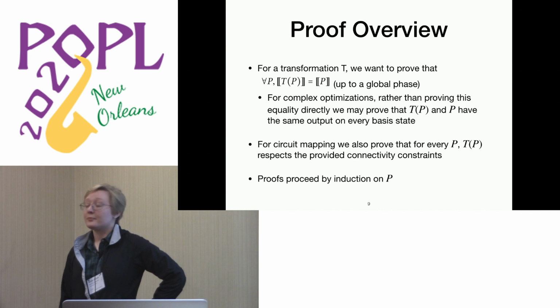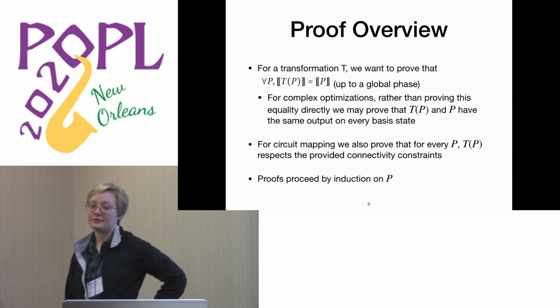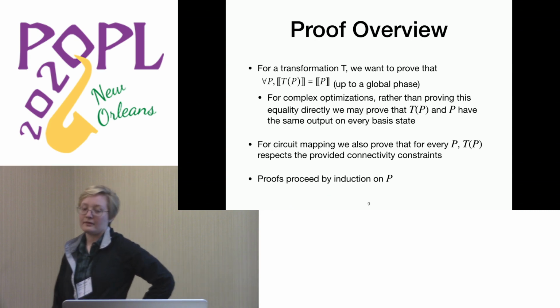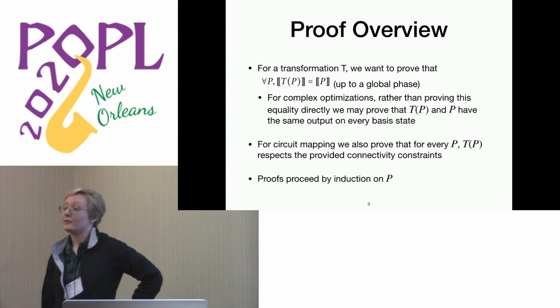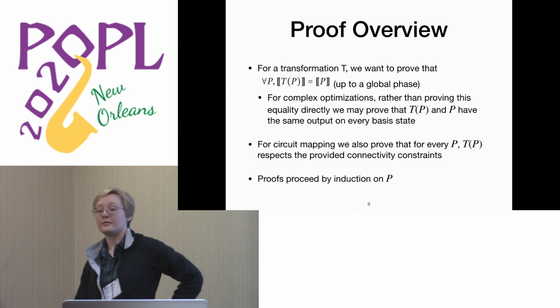And so this works reasonably well for all of our peephole optimizations. We found that for some of the more sophisticated optimizations like rotation merging, it's also convenient to do this proof by proving that T of P and P have the same output on every basis state. For circuit mapping, along with proving that the transformation is semantics preserving, we also want to prove that the output program actually respects the constraints that we said it was supposed to respect.